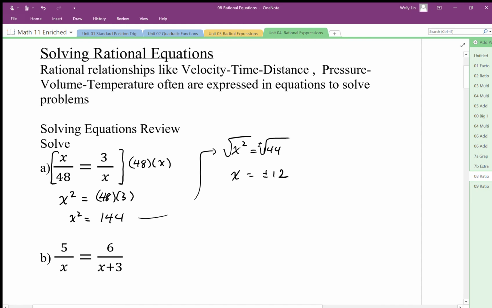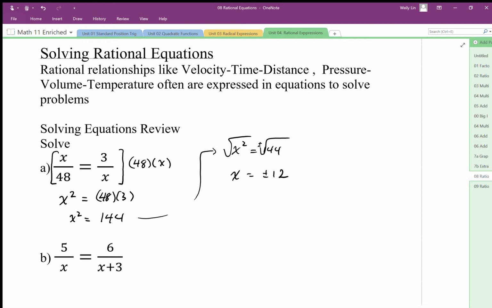When we solve these, we should always check for extraneous solutions. Negative 12 divided by 48 is negative 1/4, and 3 divided by negative 12 is negative 1/4, that's equal. Positive 12 divided by 48 is positive 1/4, and 3 divided by positive 12 is positive 1/4. So these are both good solutions.